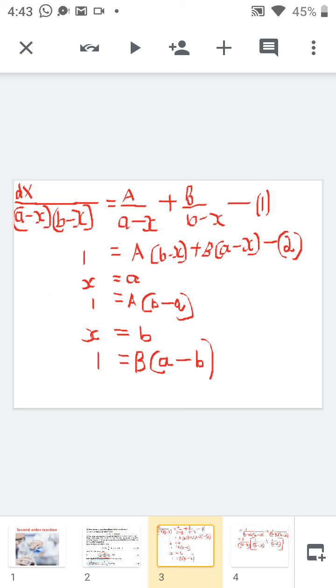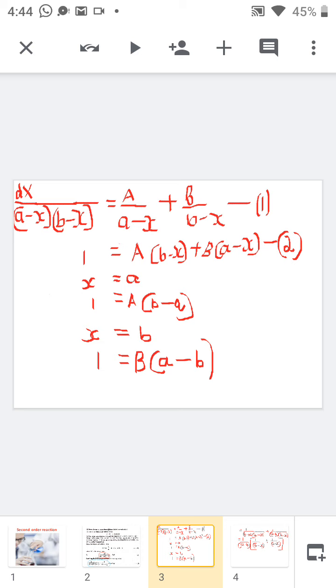For that, if you take the LCM of equation number 1, we will get 1 equal to capital A into (b minus x) plus capital B into (a minus x). Then we substitute x equal to a in equation number 2. So our equation becomes 1 equal to capital A into (b minus a). So we find capital A equal to 1 by (b minus a). Similarly, if we substitute x equal to b, equation 2 becomes 1 equal to capital B into (a minus b). So capital B is equal to 1 by (a minus b).